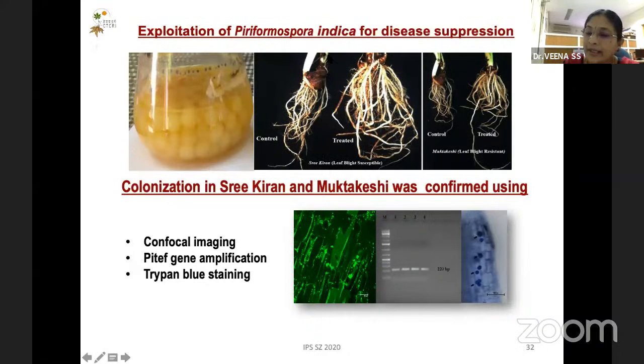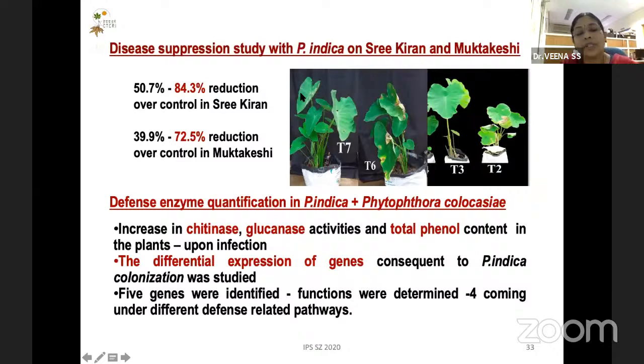Piriformospora indica. This is another root endophyte. This isolate we received from Amity University. This also we have tested. Definitely it is well known that growth promotion is there. And for the first time, we confirmed its colonization in taro leaves by confocal imaging, P8 gene amplification, and trypan blue staining. And we are seeing the disease suppression also.